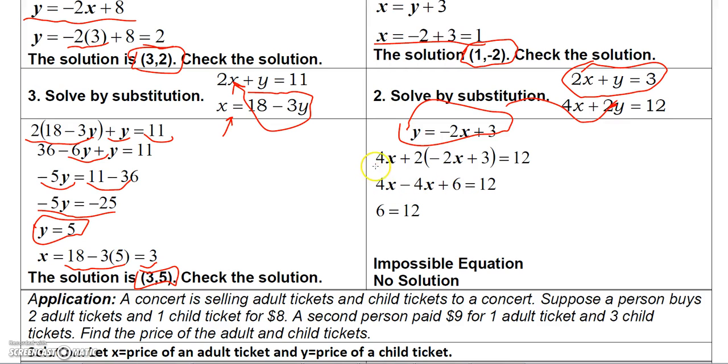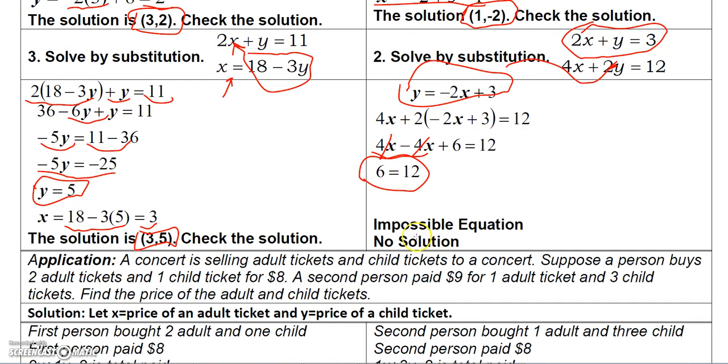And then what happens is the 4x minus 4x, that's just 0, so those cancel out. And you get an impossible equation, 6 equals 12. So that's an equation that can never be true, so that tells me you have no solution.